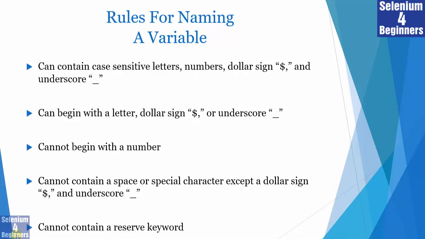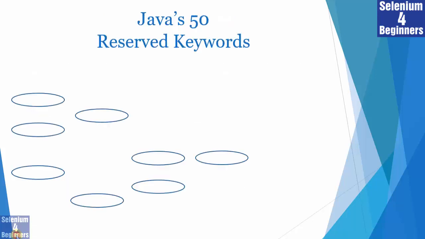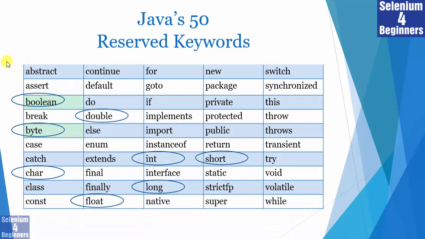A reserved keyword is reserved for special actions. They have a predefined meaning in Java. Here's a list of the 50 reserved keywords in Java. Notice our 8 primitive data types are included in this list. They have a special use for defining our data: boolean, byte, char, double, float, int, long, and short.